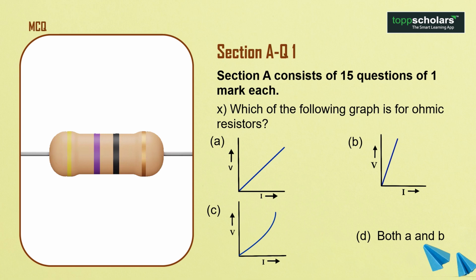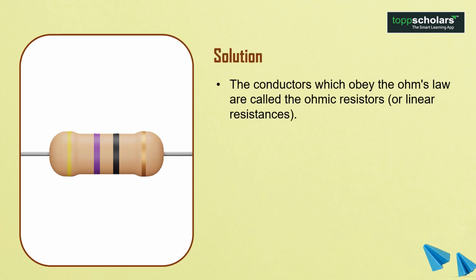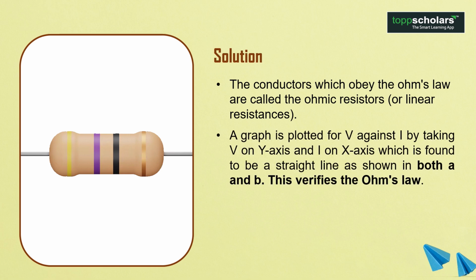So if you see, there are four options given. In the first three options we have the graph, and option D says both A and B are correct. Okay, so let us see the solution. So we know that the conductors which obey the Ohm's law are called the ohmic resistors or linear resistance. A graph is plotted for V against I, by taking V on the y-axis and current I on the x-axis, which is found to be a straight line as shown in both A and B. So this verifies the Ohm's law.